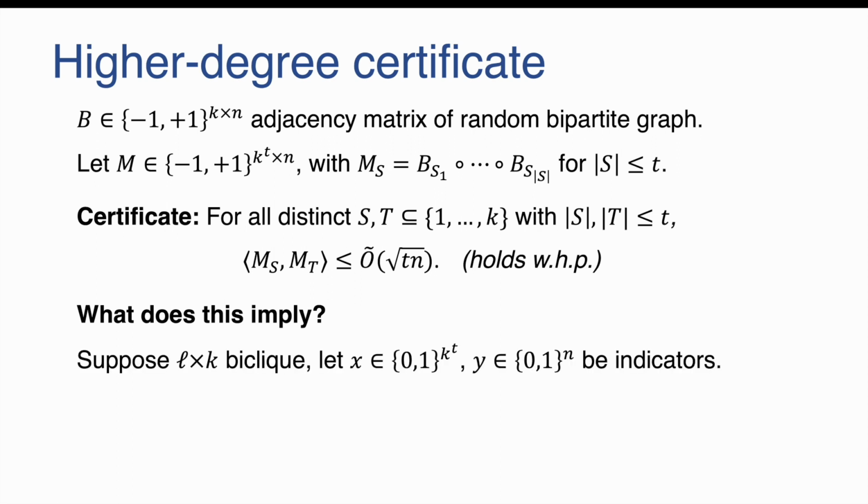Let's assume again that we have an L by k biclique and let x and y be its indicators in the matrix M. So y is +1 for the vertices on the right-hand side, and x is 1 for all the subsets of the left-hand side of the biclique. Then x transpose M y is basically L to the t times k. L to the t because how many subsets are there of a set of L vertices? On the left-hand side you have L vertices in the biclique, so roughly L to the t.